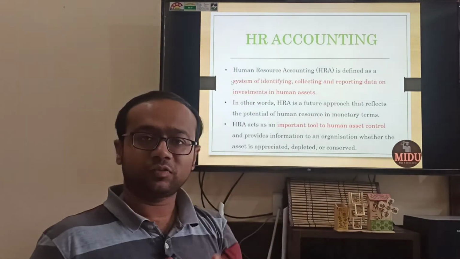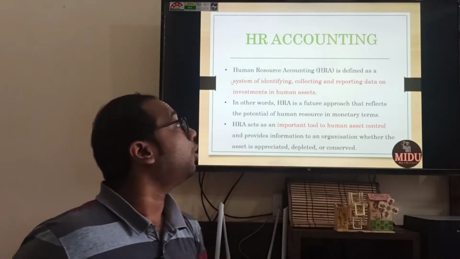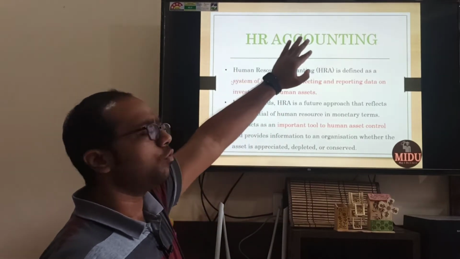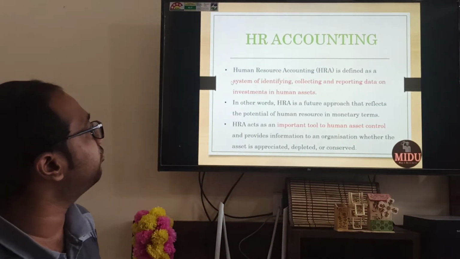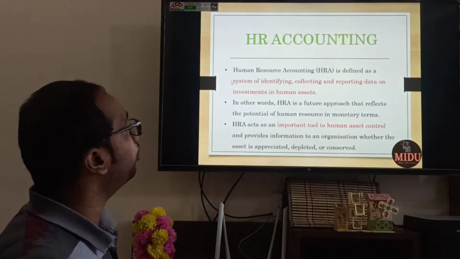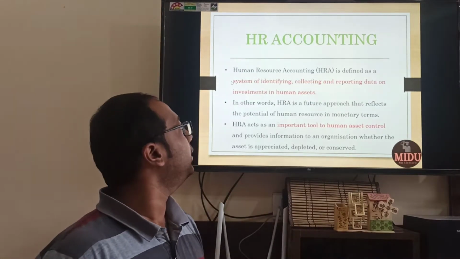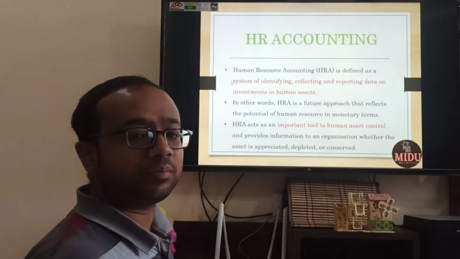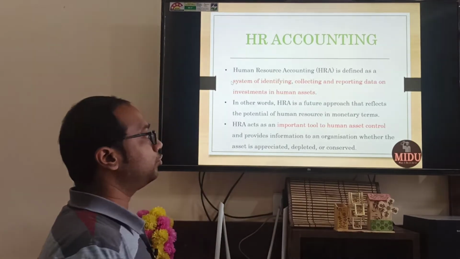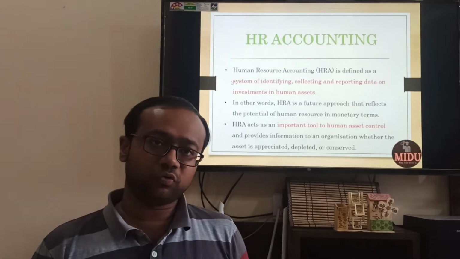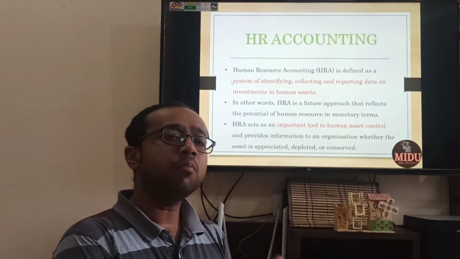Now, in this chapter we are doing three parts: HR audit, HR accounting and HRIS. Now let us discuss HR accounting. You will say accounting is a finance thing. Why with HR? Human resource accounting, HRA, is defined as a system of identifying, collecting and reporting data on investment in human assets. So we are identifying, collecting and reporting data and seeing how we should invest in human assets. In other words, it is a future approach that reflects the potential of human resources in monetary terms.